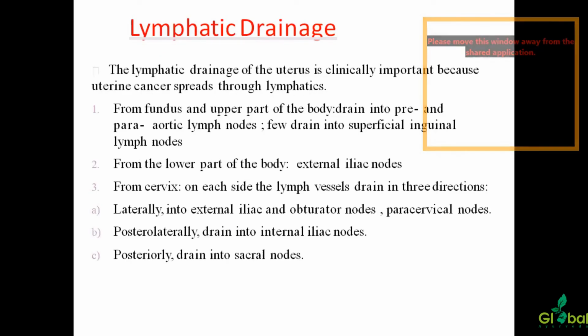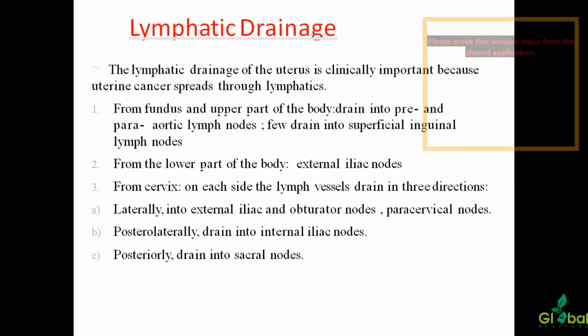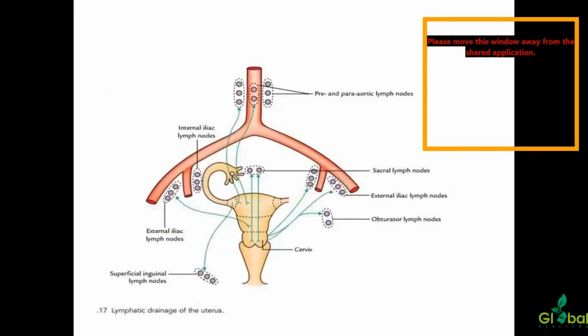Lymphatic drainage, that is from the fundus and upper part of the body, drains to the pre- and para-aortic lymph nodes, and the lower part of the body to the external iliac nodes. From the cervix, this will drain in three directions: laterally to the external iliac, obturator nodes, and paracervical nodes; posterolaterally to the internal iliac nodes; posteriorly to the sacral nodes. Okay, this is the picture showing the different lymphatic supply.